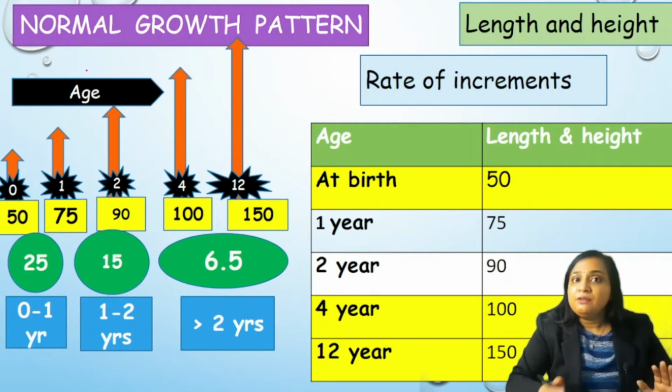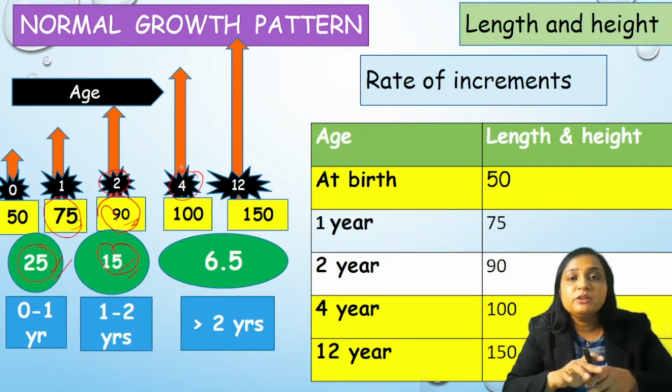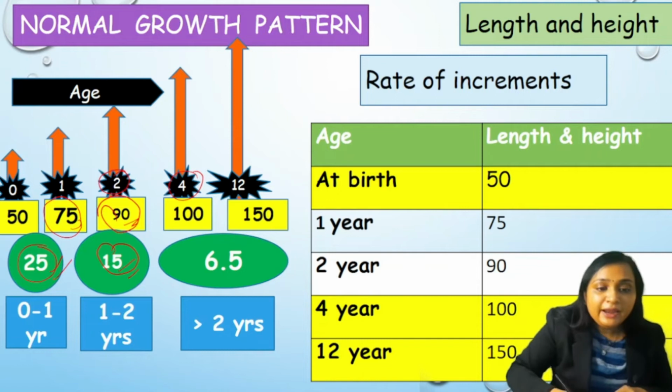Now if you see after the age of 1 year, what is happening? We have reached 75 and growth velocity is 25 centimeter per year in the first year of life. If you see the second year, the child will gain again 15 centimeter, here 25, then 15. So by the age of 2 years, the child will be around 90 centimeter. Now 4 years, you have to remember this, pay attention over there. 4 year century. 4 year 100 centimeter. At around 4 years of life, child height is 100 centimeters.